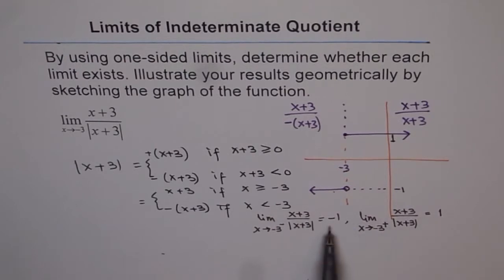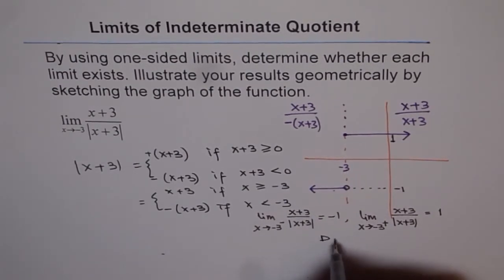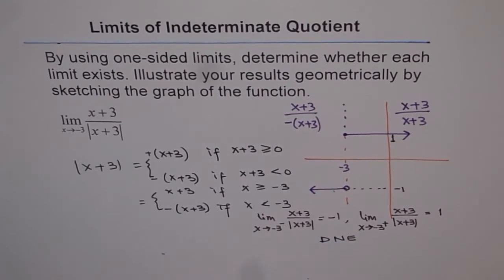Since these two limits are different, they are not the same. While approaching the point x equals minus 3, we say that the limit does not exist. Right? So that is an explanation. We can graph it and then find the answer, or we can find the limit and then graph it. Either way, you get the same result. Thank you and all the best.